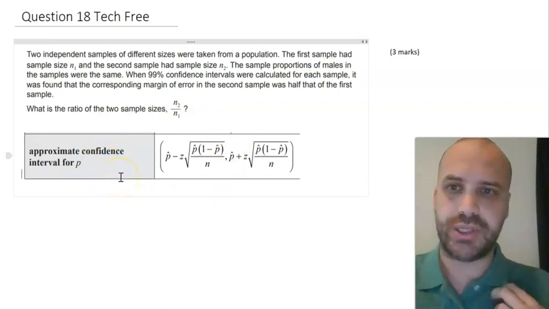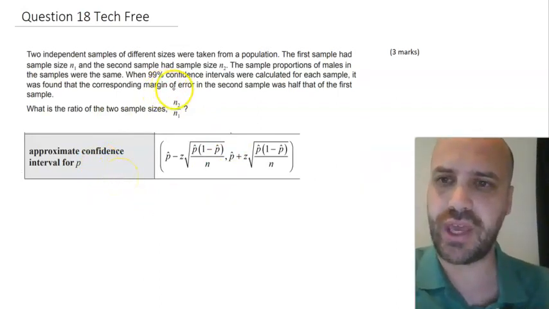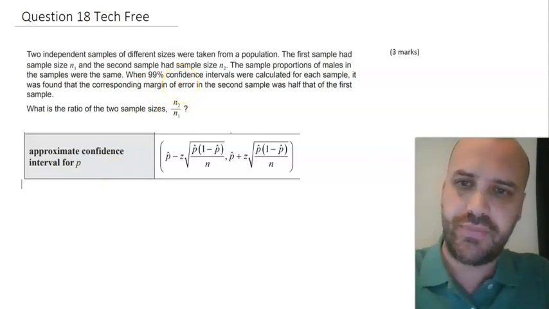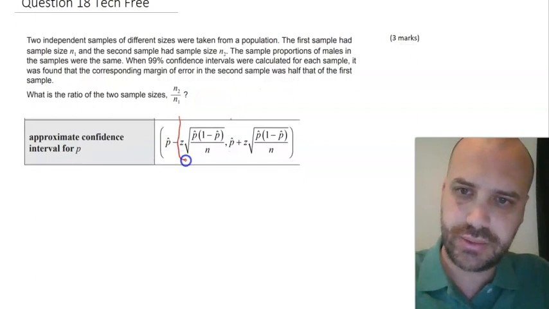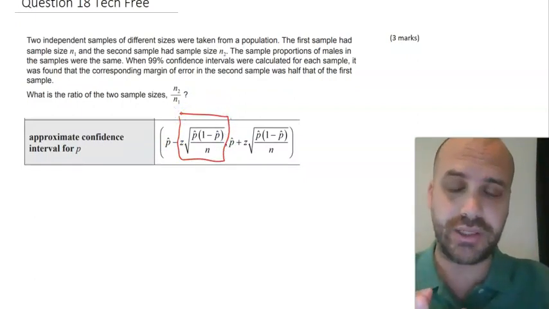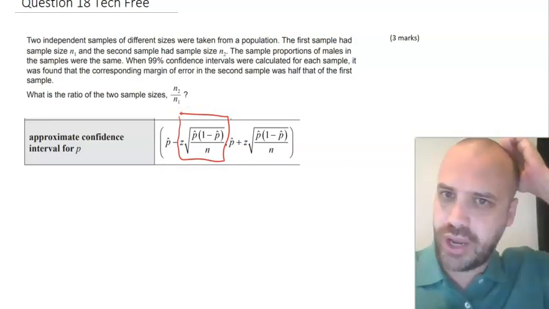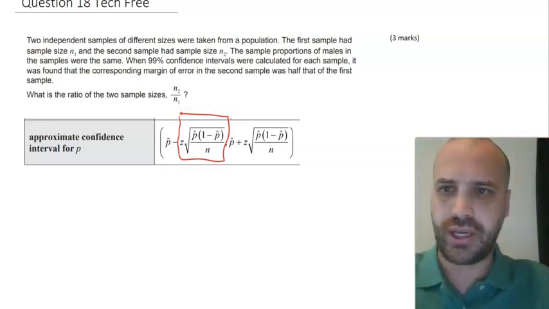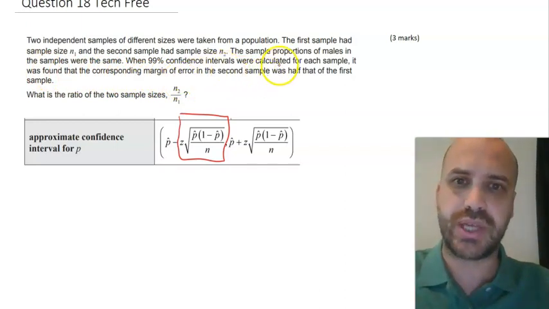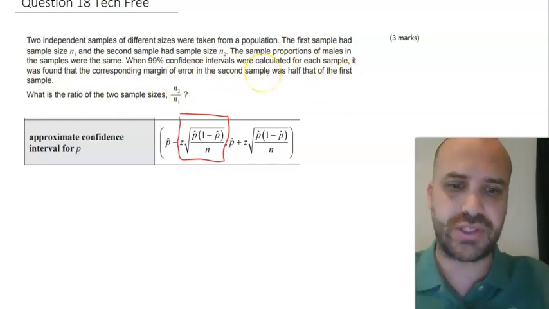That's really going to help us. And it's this margin of error bit of the question that's really interesting. So this bit here calculates our margin of error. So we know that one margin of error, it was found that the corresponding margin of error in the second sample was half that of the first sample.